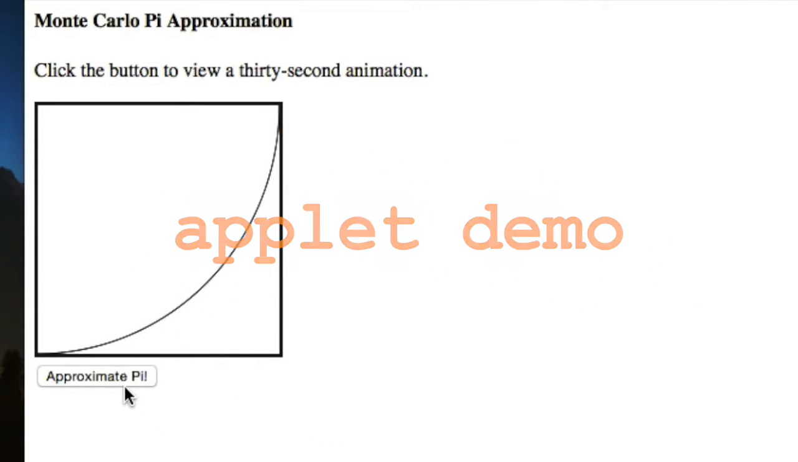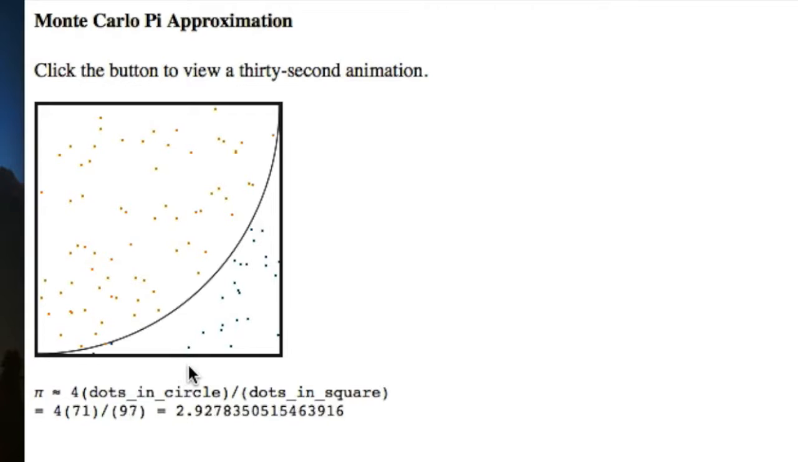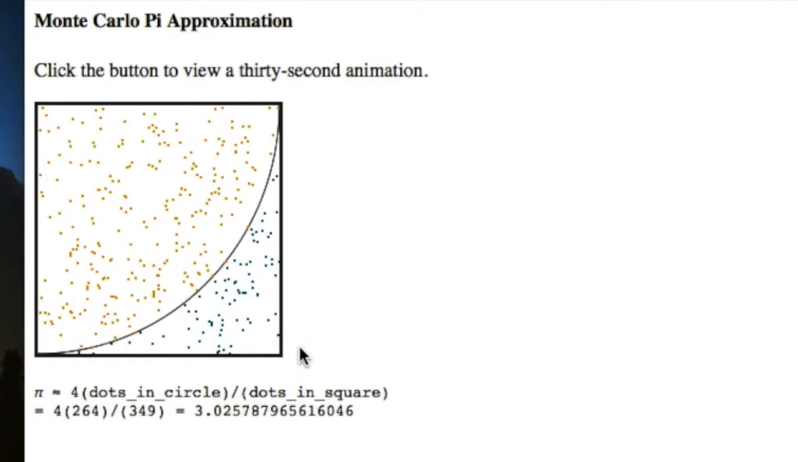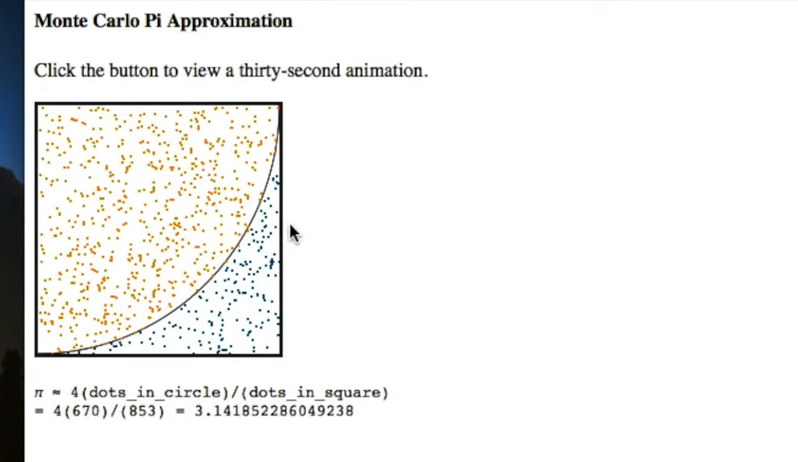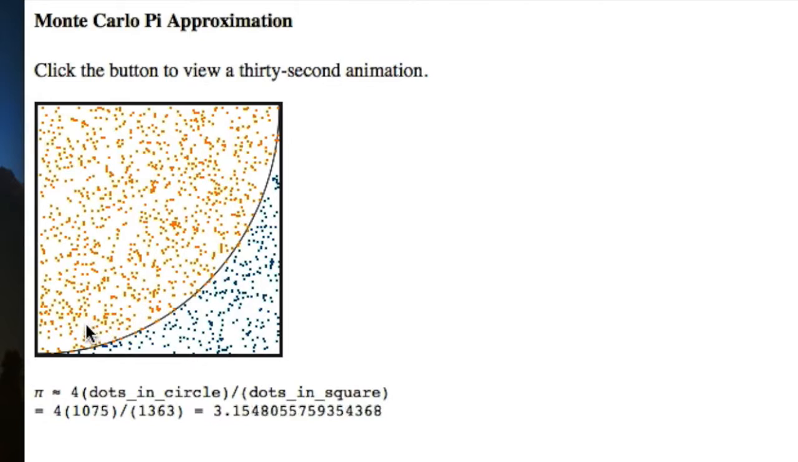Here's a sample run of the simulation. When we press the button, the simulation will run for 30 seconds. Every eighth of a millisecond, a dot will be randomly placed on the canvas. Over time, we will start to see the formation of a circle.